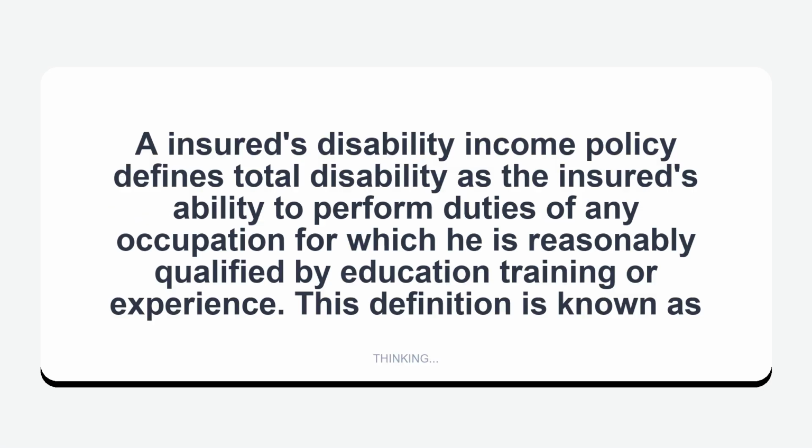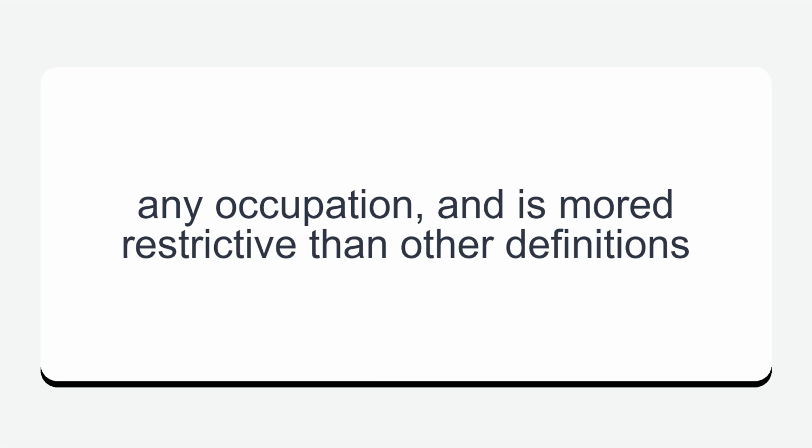An insured's disability income policy defines total disability as the insured's inability to perform the duties of any occupation for which he is reasonably qualified by education, training, or experience. This definition is known as any occupation, and is more restrictive than other definitions.